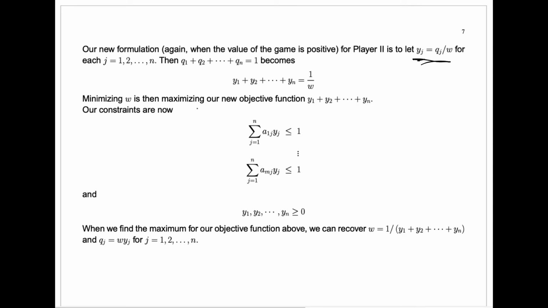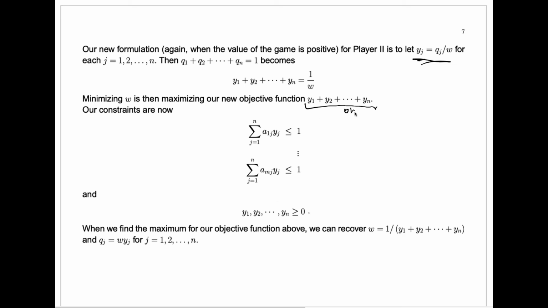Finding the minimum for w is then just like finding the maximum for this new objective function, y1 through yn, and we get these linear inequalities, which used to have, say, a q sub j there and w there, dividing by w. They'll all be of the form sum from j equals 1 to n of a1j yj less than or equal to 1. That's for row 1. And we keep doing that all the way up to row m, the sum of a sub mj yj less than or equal to 1. And our normalization there too.